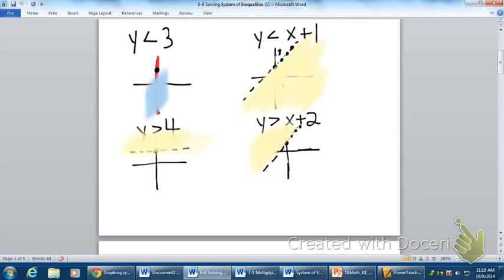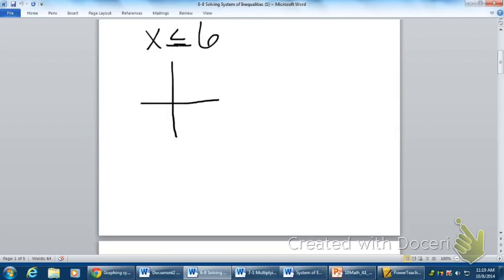Let's do one more. Now, let's say if we had this. Now remember, look at your equation first. That's what you need to be graphing out. This is essentially x is equal to 6. Okay? There's no slope. So, you need to work with the x-axis and graph out 6. 1, 2, 3, 4, 5, 6. Somewhere over here.